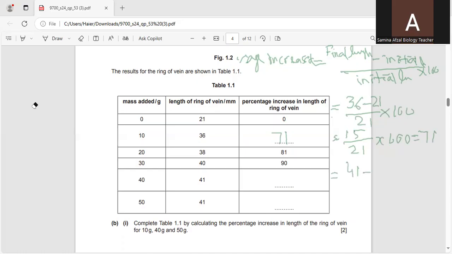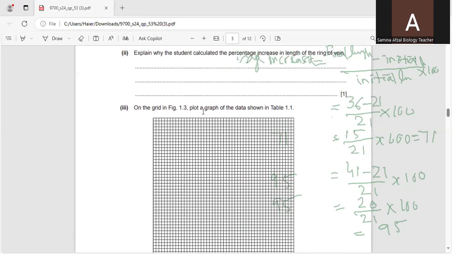And the other value is 41 minus 21 over 21 into 100. So it will be 20 by 21 into 100. So the same, it is divided by 21. So it is about 95 and the same 95. So I have calculated these values and completed this table. Now we are moving towards the next question.